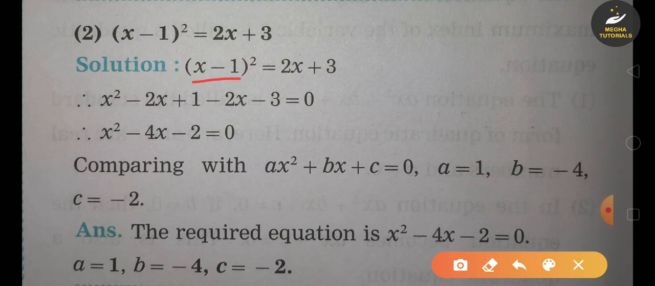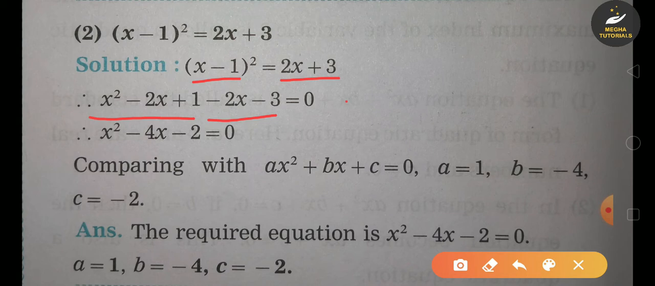So x minus 1 the whole square, after expansion we'll get x square minus 2x plus 1. At the same time we can transpose this term to the left hand side, so 2x will be minus 2x and 3 will be minus 3. So the final step is x square minus 2x plus 1 minus 2x minus 3. Then we can add or subtract like terms.